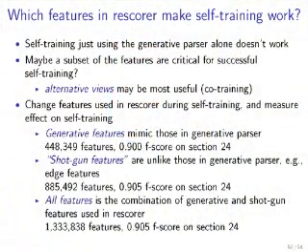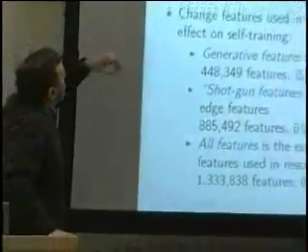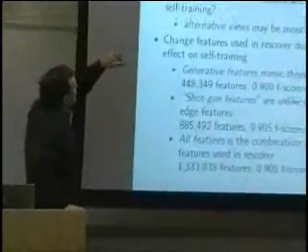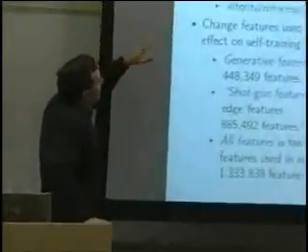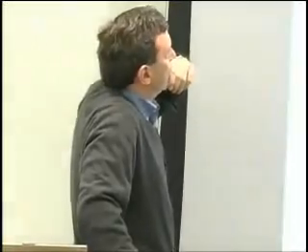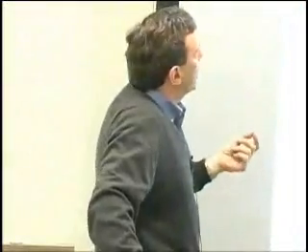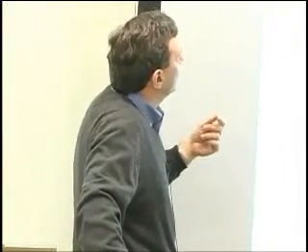Okay, almost done here. So which features, and this is the last topic, right? We know that self-training using just the generative parser alone doesn't work. That means the rescorer is somehow crucial. Maybe a subset of the rescorer features are crucial for self-training. And in fact, we know from work in co-training that alternative views may be extremely useful.